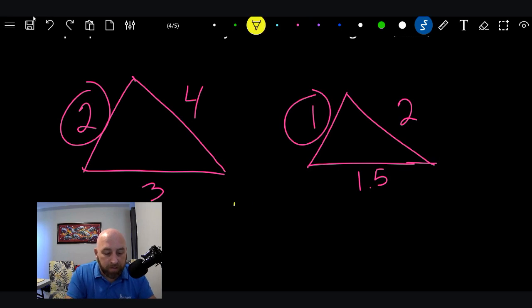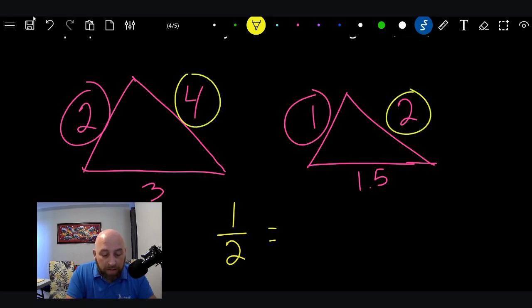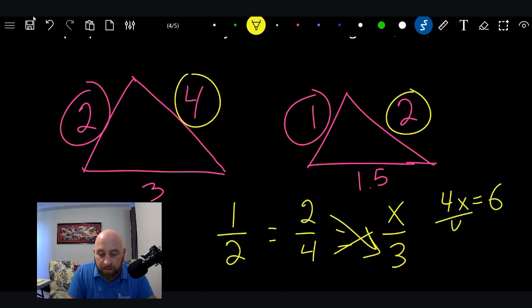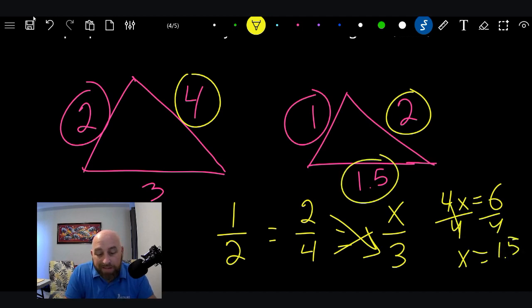Let me change the color there so it's easier to see. 1 over 2 is our ratio of similitude, and then we have 2 over 4. We could write that equals 2 over 4, and then that equals, this one was 3, so it's 3 over x if we don't know this one. The way that you would find it is you would cross multiply, so you'd get 4x equals 6, divide, and you'd get x equals 1.5. So that's how you find that missing side.